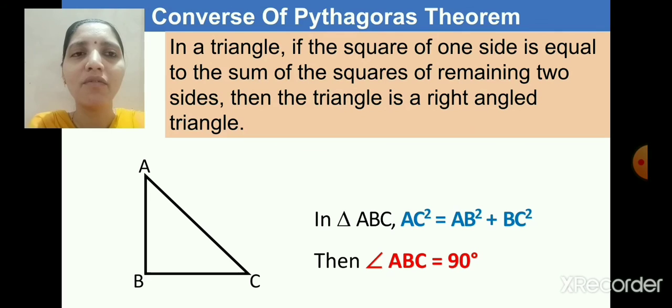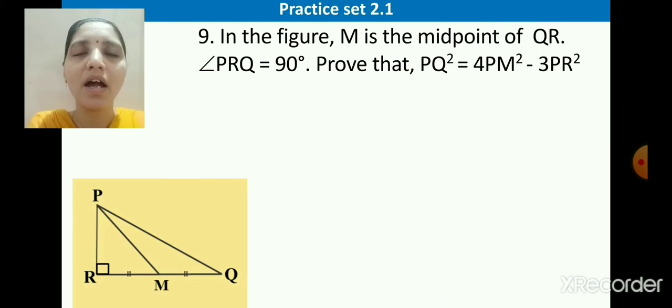Therefore, what can you write here? In triangle ABC, if AC square is equal to AB square plus BC square, then we can say that angle ABC is 90 degree. Now let's try to solve some problems from practice set 2.1.